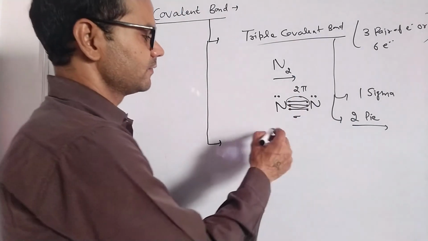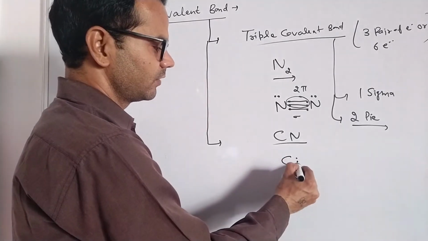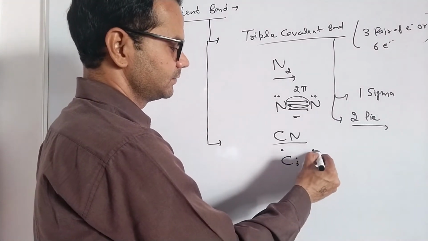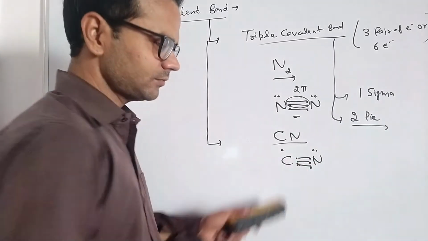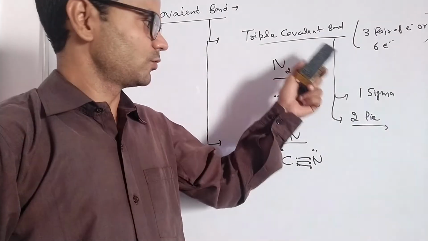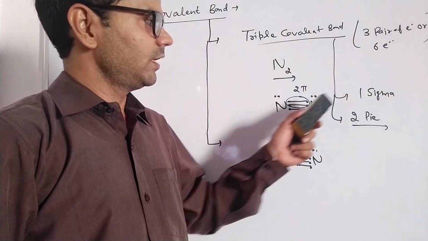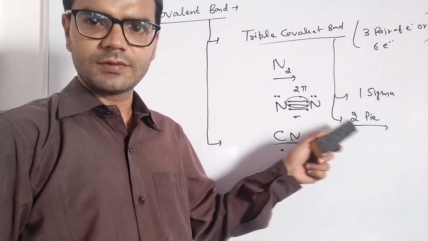For example, we have CN, cyanide. Carbon contains 4 electrons, nitrogen contains 5 electrons. Sharing of 3 electrons results in a triple covalent bond. So we can say one sigma and 2 pi bonds are present, right?